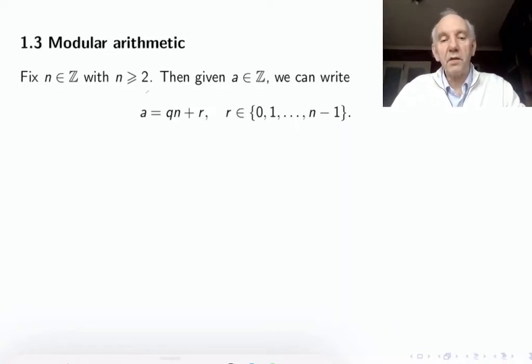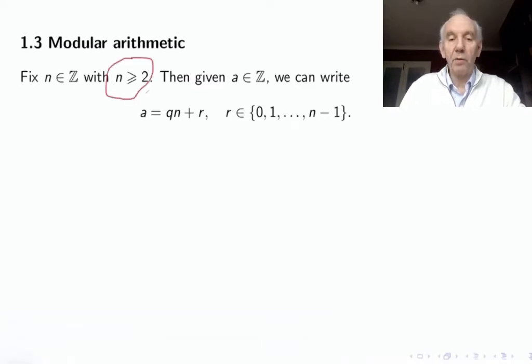So this is the video segment corresponding to section 1.3, in which I want to remind you how to do arithmetic modulo n, where n is some positive integer 2 or more, not necessarily prime. And then we'll finish by talking about Fermat's little theorem, which relates to the case in which n is prime.